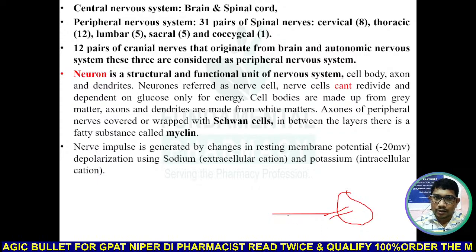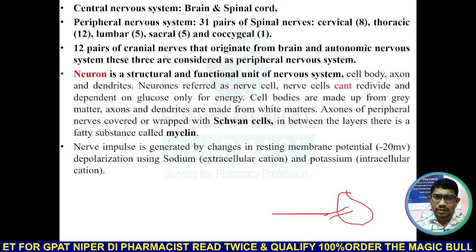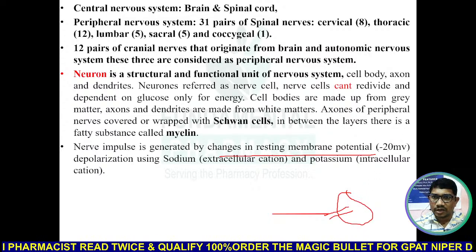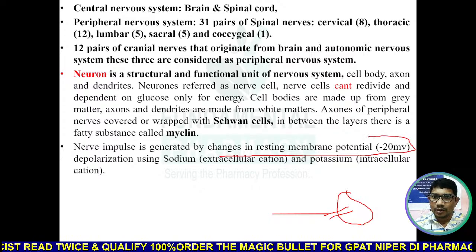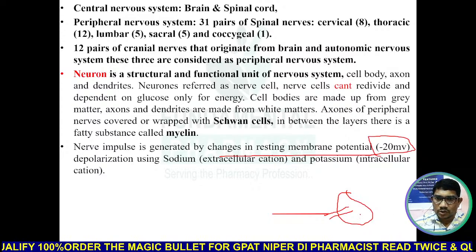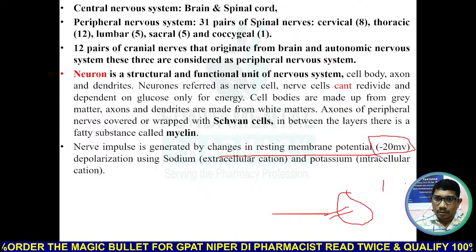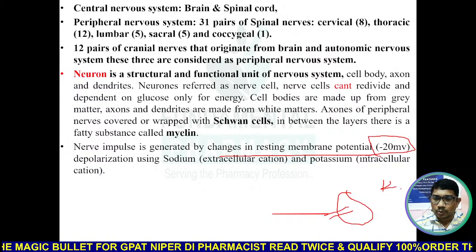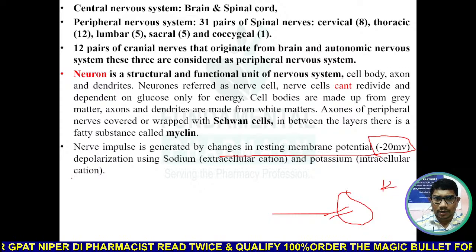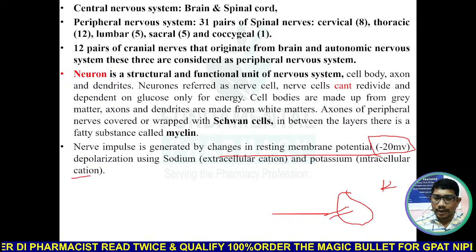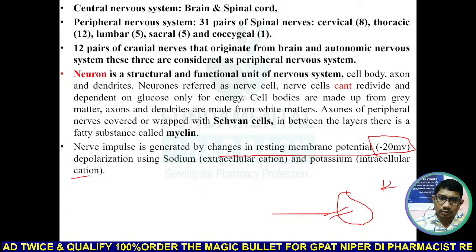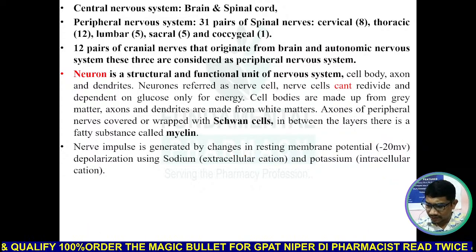So, you know, nerve impulse is generated by changing the resting membrane potential. Now, resting membrane potential of this nerve cell is 20 millivolt. Why? Because intracellularly, potassium is present inside the cell. So potassium is known as an intracellular cation. And sodium is outside the cell, that's why sodium is known as an extracellular cation. So let's see how nerve impulse is generated and how nerve impulse is transmitted.